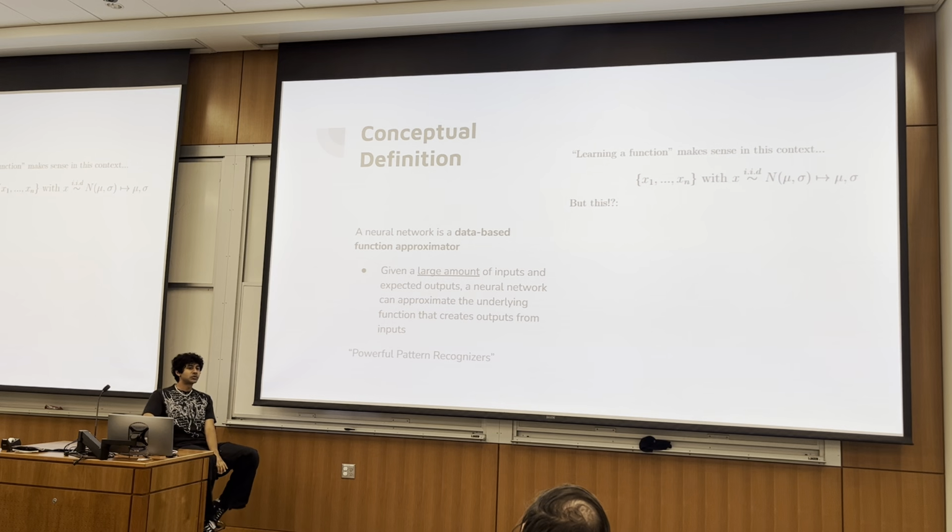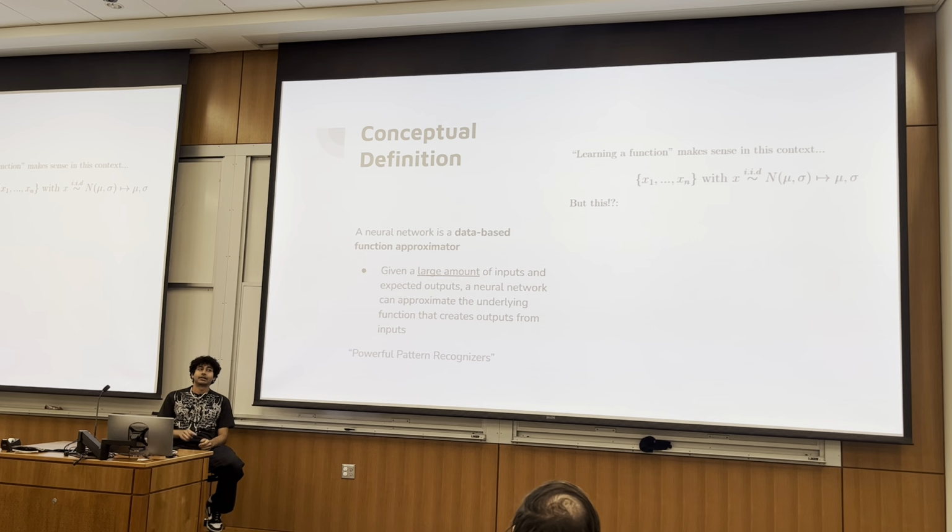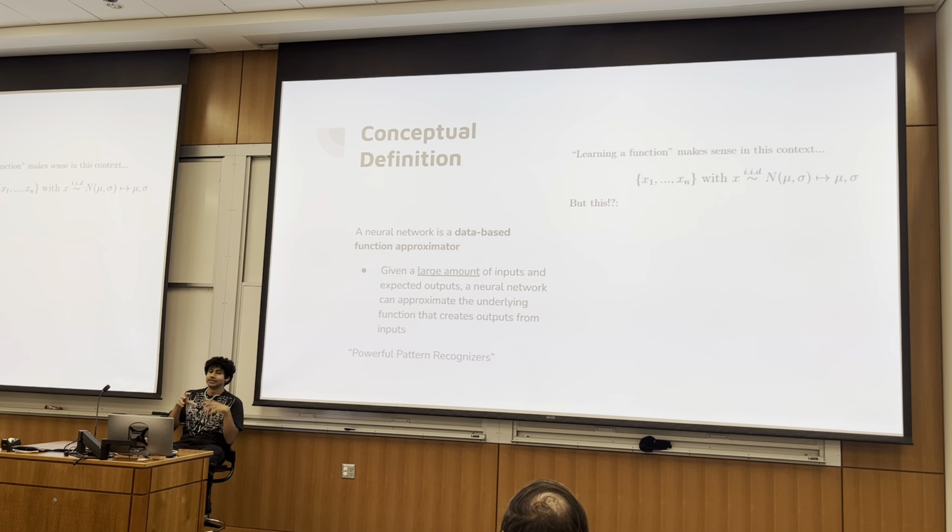So the conceptual definition of a neural network, abstracting away exactly how it works, is a data-based function approximator. Essentially, you give it a bunch of data, a bunch of examples, and it'll try to learn a function to map the data inputs to the data outputs that you provide.